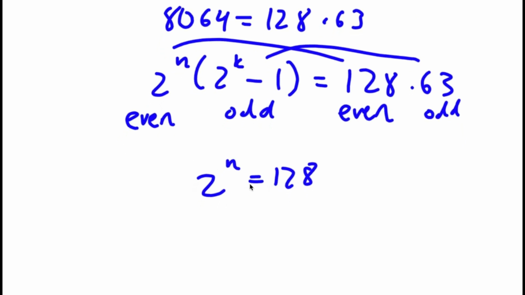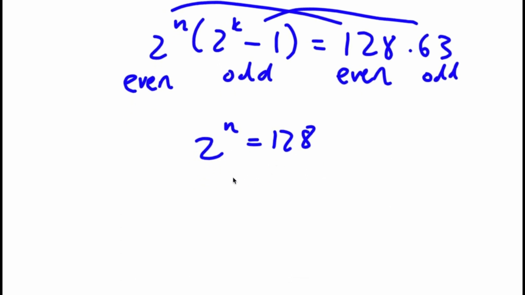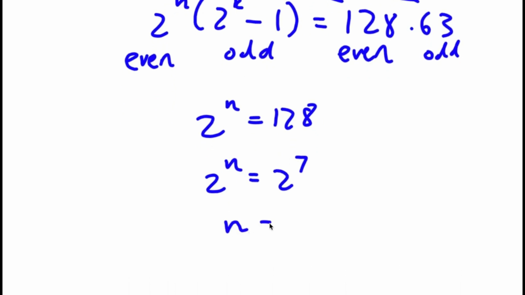So let's first go ahead and solve this. If 2 to the power of n is equal to 128, well 128, that's the same thing as 2 to the power of 7. So I have 2 to the power of n equal to 2 to the power of 7, and this means that n is equal to 7.